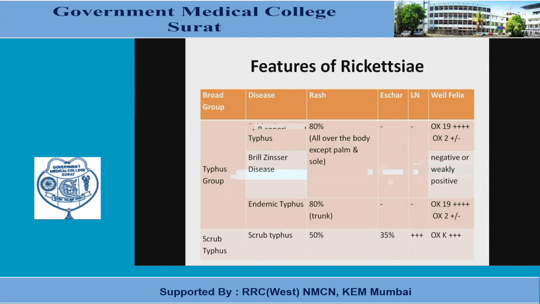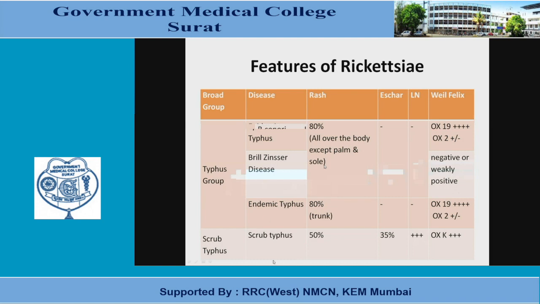Now, other features of this rickettsia are the presentations that can be seen. Generally there is a presentation of rash, lymph node enlargement, and fever. That is the most common finding. In the typhus fever group, there is a rash all over the body except palm and sole, while in endemic typhus, the rash is seen mainly over the trunk. These are the antigens of the Proteus that can be cross-reacting, with a heterophile agglutination test positive for this organism with the Proteus.